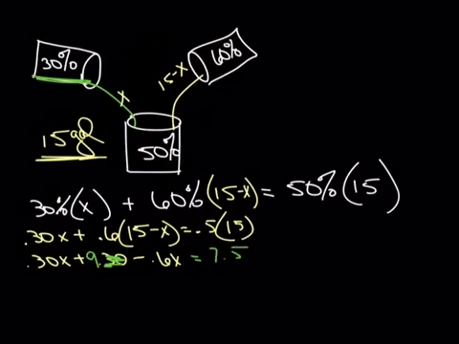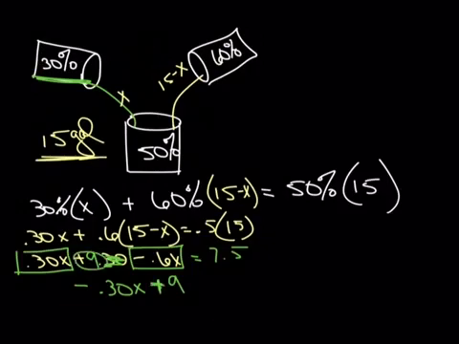Okay, so I'm going to take 0.30x minus 0.6x, and if you've got a calculator, you'll find out that that's negative 0.30x plus 9, right there, equals 7.5.